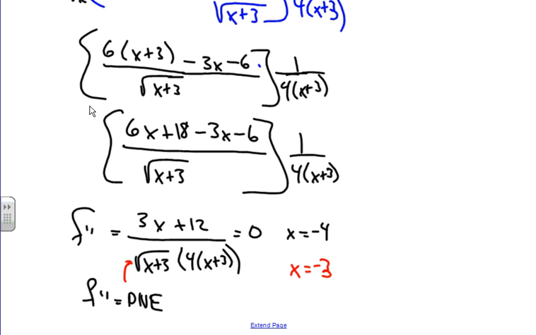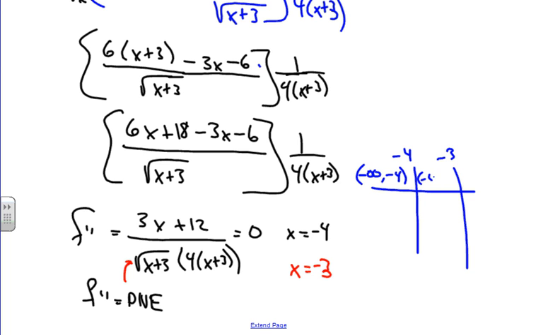So we do our sign chart now, looking at our derivative. And we have -4. We have -3. We're going from negative infinity to -4. We're going from -4 to -3. And also -3 to infinity. And we check out our f double prime.